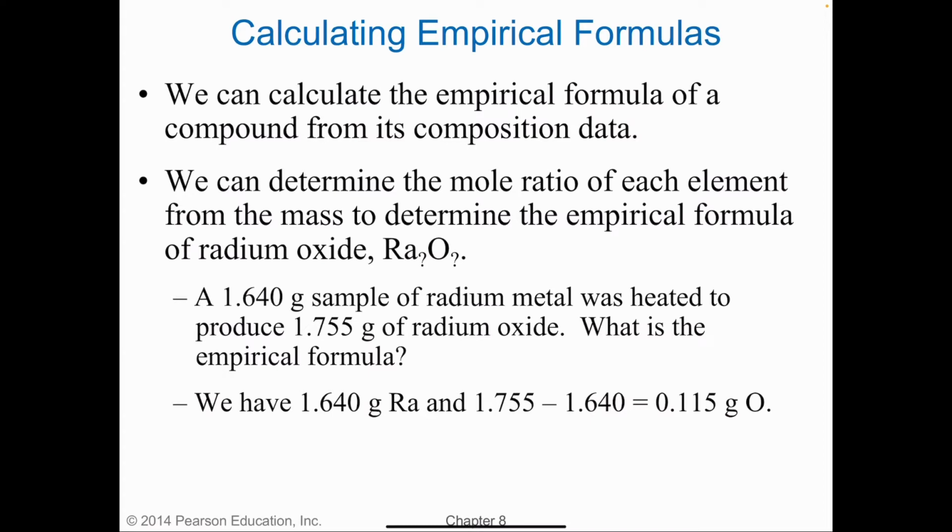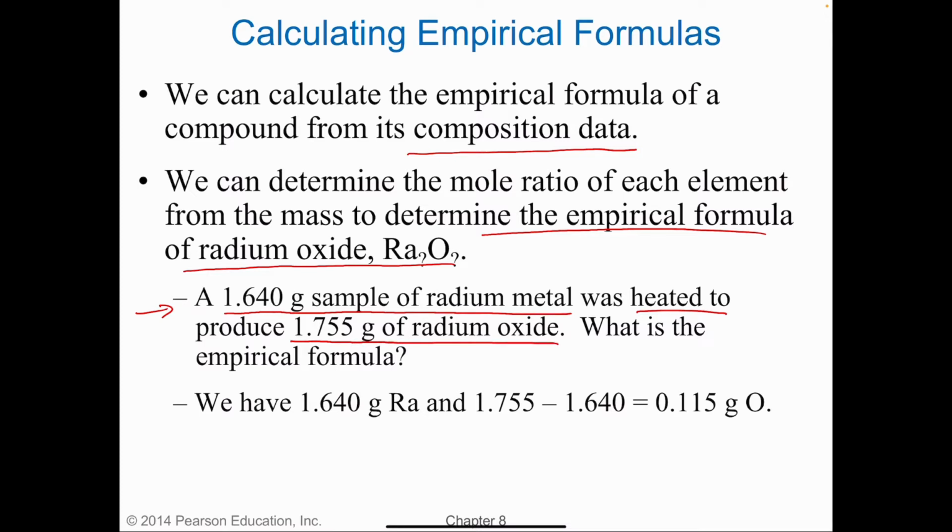Now, calculating the empirical formula, we can do that if we're given composition data. So essentially data on the mass of the reactants, mass of the products, and we're going to do a couple examples to explain how that works. So for example, if we want to determine the empirical formula of radium oxide, we do this experiment, and we see we had 1.64 grams of radium metal, and then it's heated, and we end up with 1.755 grams of radium oxide.